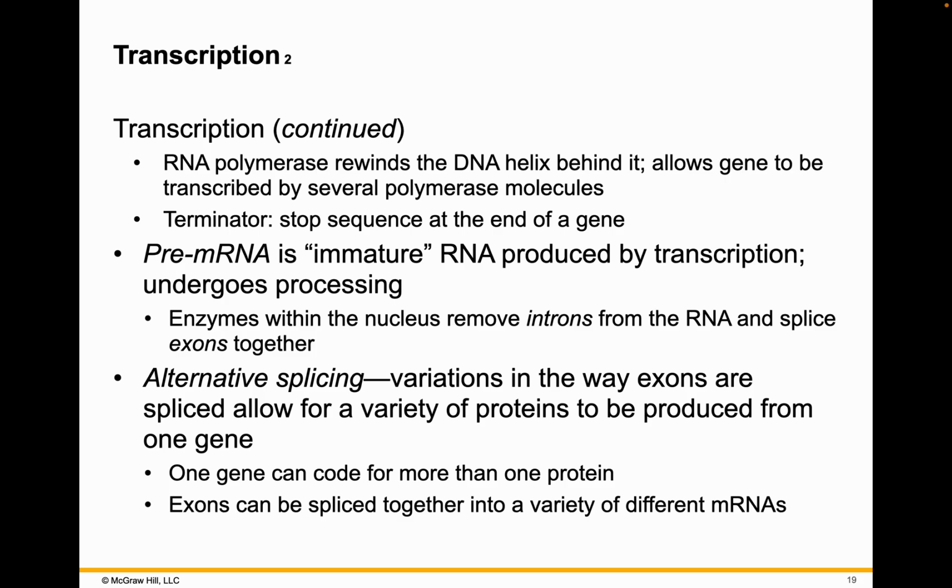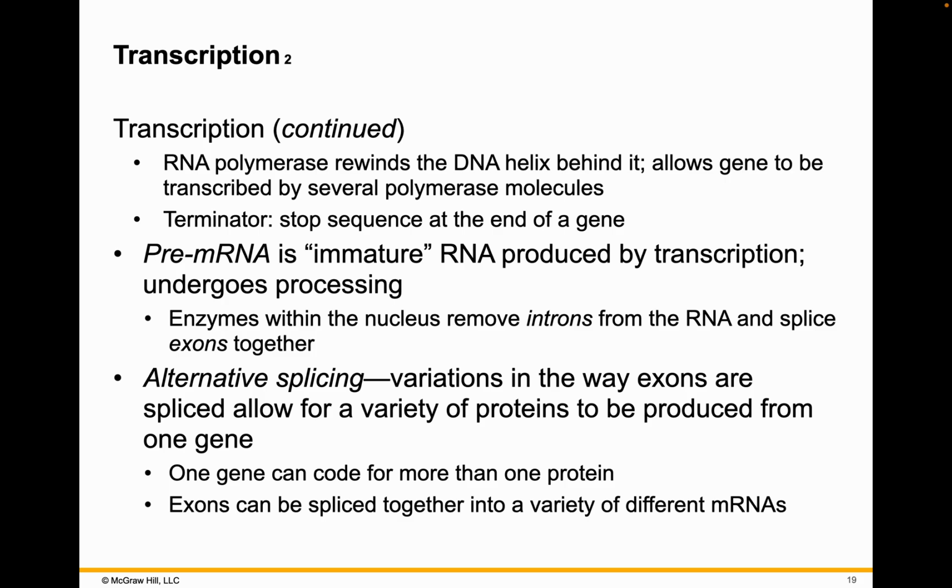That transcription continues, and RNA polymerase will then rewind the DNA helix behind it, allowing the gene to be transcribed by several polymerase molecules. There's a terminator sequence at the end, and the pre-messenger RNA, especially in eukaryotes, is still immature. It has to be processed before it is ready for translation. So enzymes within the nucleus will remove introns from the RNA and splice the exons together.